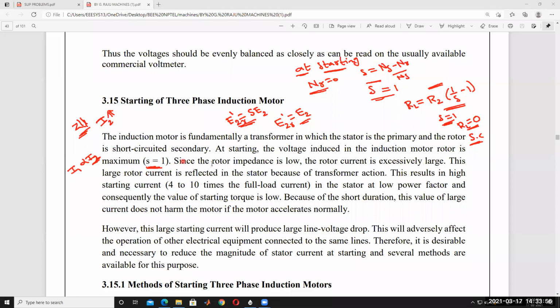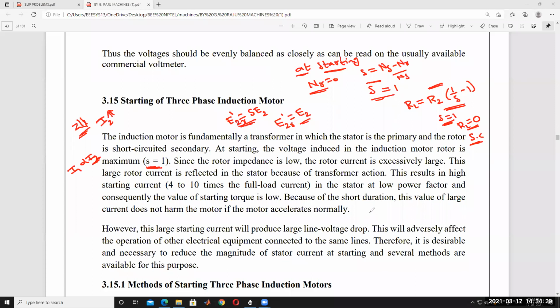Understood? Since the rotor impedance is low, the rotor current is excessively large. This large rotor current is reflected in the stator because of transformer action. That means the current in the stator winding of an induction motor increases because of the rotor current, since the secondary winding is short circuited. This results in a starting current that is equal to 4 to 10 times the full load current.